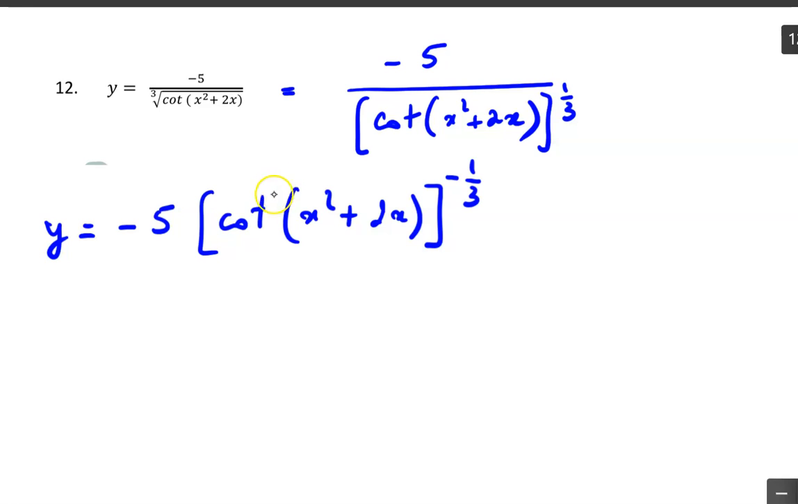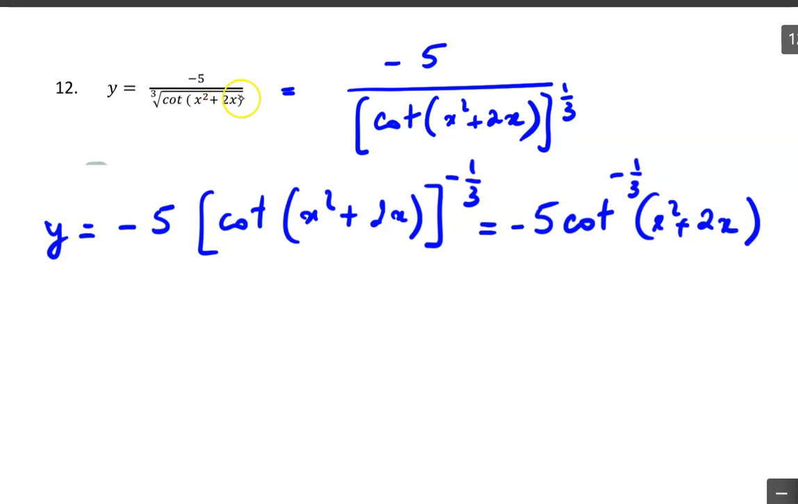When I write negative 1/3 like this, I would like to write the negative 1/3 on top of my cotangent trigonometric function. So I will rewrite this as negative 5 times cotangent to the negative 1/3, and then the argument is x squared plus 2x, all of it in the bracket. Don't forget that this cube root applies to the entire cotangent of x squared plus 2x. So I have to raise all of it to exponent 1/3, bring it as a numerator, change to the negative 1/3, and to make it easier, I write the negative 1/3 beside my cotangent.